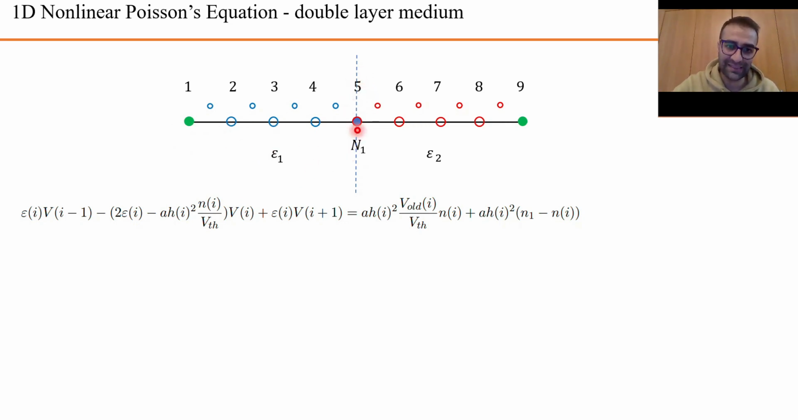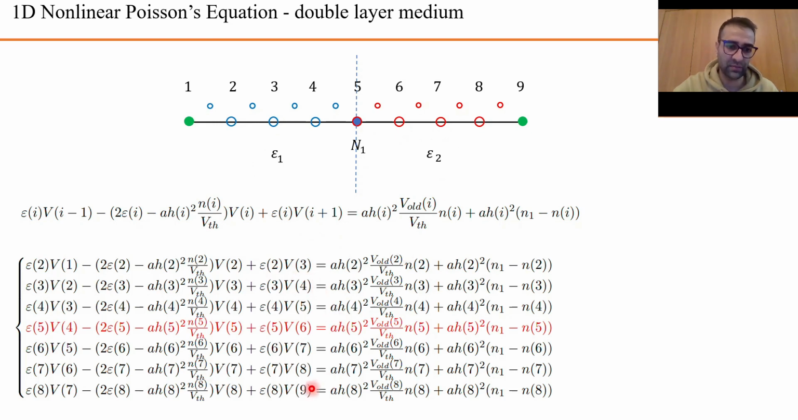And I have marked grid number 5 with N1 because here, let's call it the interfacial grid, right? We have some grid at the interface of layer 1 and layer 2, and we call it the interfacial grid, and N1 here is 5 and the number of grids is 9. What is next? So we have the discrete form of the PDE, and by sweeping i from 2 until 8, we will get this system of equations.